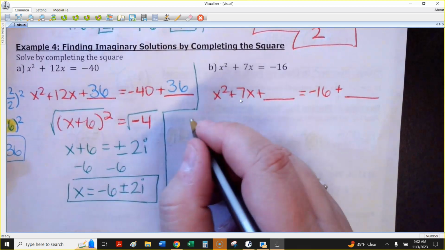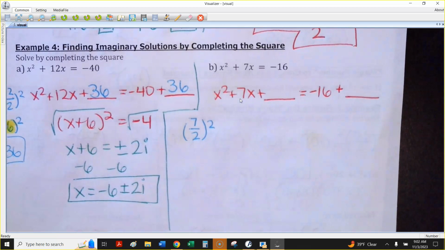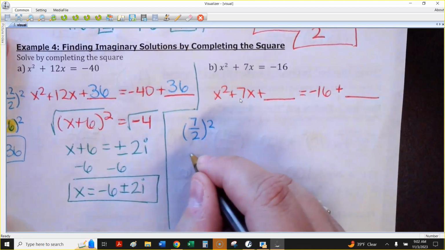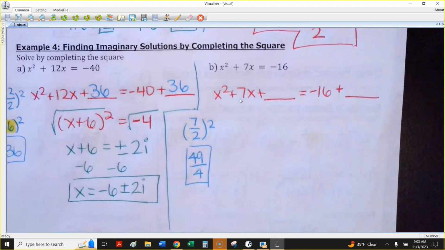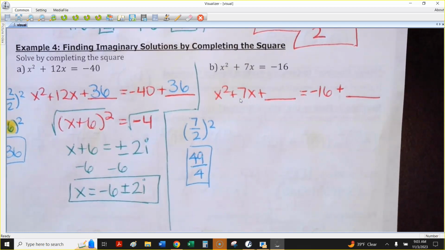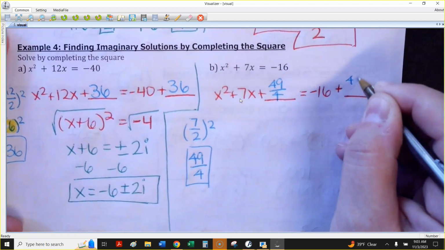All right, now, I know it's a little annoying to work with. You're going to take your b value, which is 7, divide by 2, and square that. I can't actually divide 7 by 2. So what I'm going to do, just leave it right like that. Square the top, which is 49, square the bottom. The bottom will always be 4 because it's the b value divided by 2 every single time for that magic number. So the bottom of that fraction will always be 4. So I'm going to add 49 over 4 to both sides.